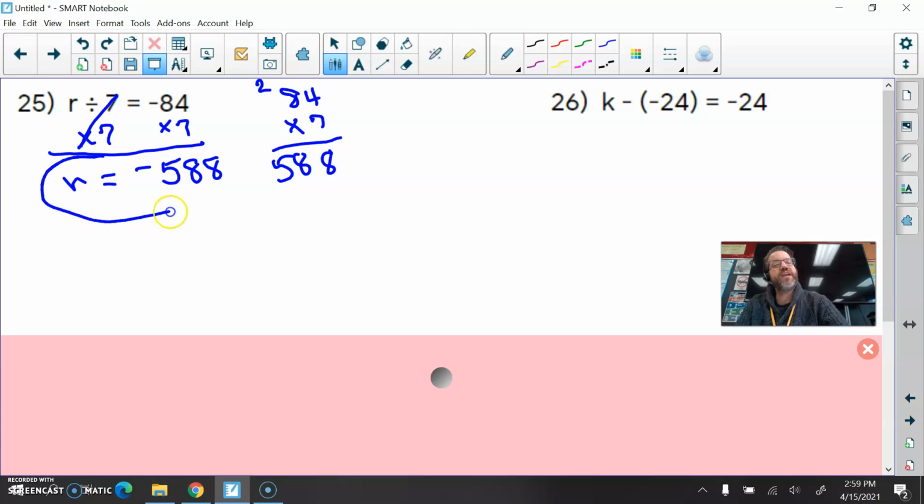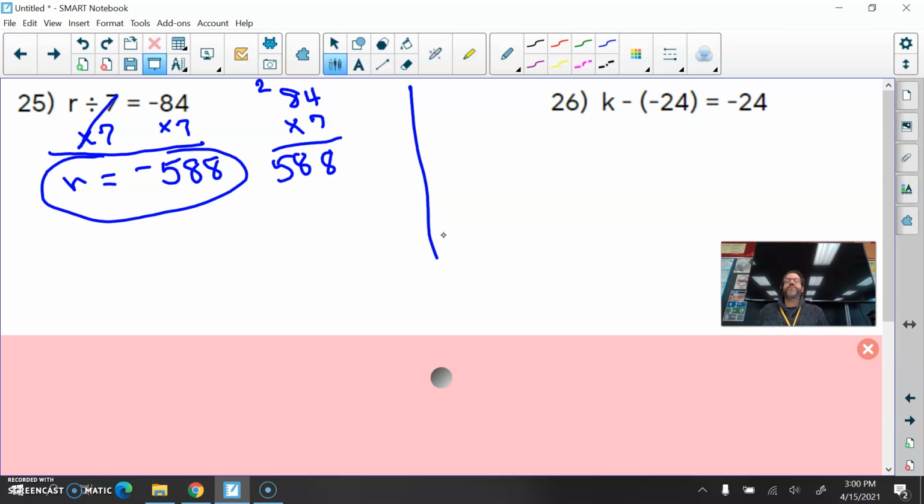The most common mistake on this problem is people would have divided by 7. And I did choose a number here that does divide by 7. So the most common mistake would be somebody saying, well, wouldn't R equal negative 12? Because they divided instead of multiplying. But no, we have to multiply in order to undo division. Dividing by 7, get rid of it by multiplying by 7. So R equals negative 588.